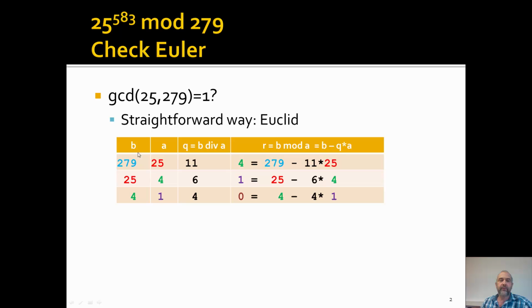We take the biggest number of the two, 279, and check how often we can subtract 25. We can do that 11 times, and then the remainder is 4. So then we consider the values 25 and 4. How often can we subtract 4 from 25? Well, 6 times, remainder is 1. So we continue with the values 4 and 1. How often can we subtract 1 from 4? We can do that 4 times, remainder is 0. 0 is the sign that we can stop. Greatest common divisor is 1. That's good, because that means we can apply the Euler theorem.